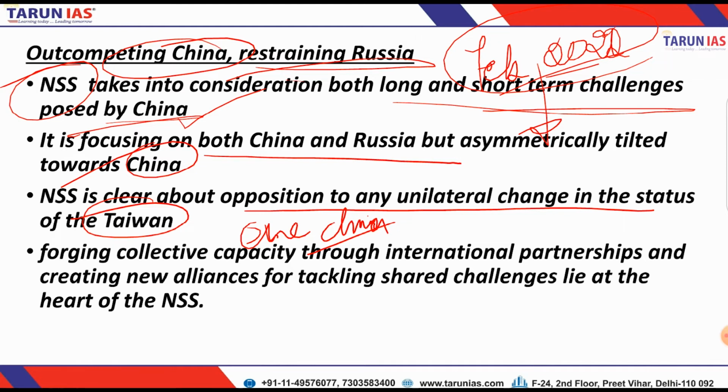However, it is important to recognize that the US wants to hit at China's weakest point, and that is Taiwan. China's sensitive areas are being hit by the US National Security Strategy, and one of them is Taiwan. The US is going to oppose any unilateral change in the status of Taiwan. Basically, the National Security Strategy wants to build collective capacity through international partnerships and new alliances in order to tackle shared challenges like terrorism, climate change, and technological challenges, and the challenge posed by China. These are some of the shared challenges that major countries in the world face, including India.